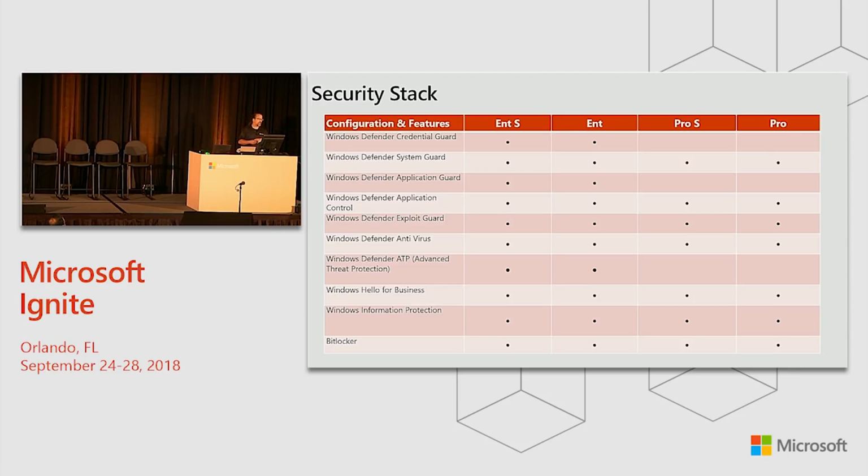But for Enterprise S and Pro S, we have System Guard. For Enterprise S, we have Application Guard. We have Exploit Guard in both flavors. We actually have, obviously, Defender antivirus built in. And of course, for our enterprise customers, we have ATP, as mentioned earlier. And we also support BitLocker and WIP protection across both Pro and Enterprise in S-mode.